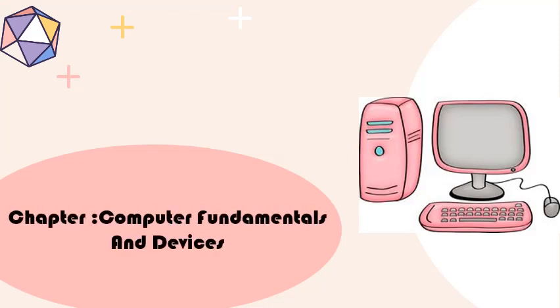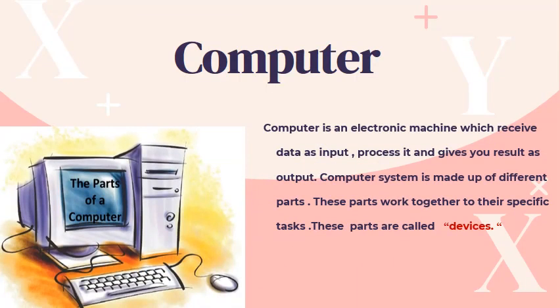Now take out your book, open page 5. Students, we will study today chapter Computer Fundamentals and Devices. So students, what is a computer? Computer is an electronic machine which receives data as input, processes it and gives you result as output.